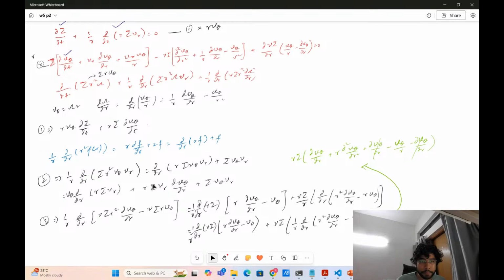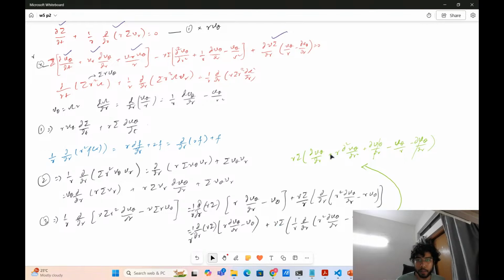Now this one is r sigma vr del v theta del r. That is this term again, so this is also there. And sigma v theta vr, that is this term, so this is also there. Now from the third term, we have del r of sigma times r v theta, dv theta dr minus v theta. So this is this term, right? If you multiply it with r, this term is this term. So this is also accounted for.